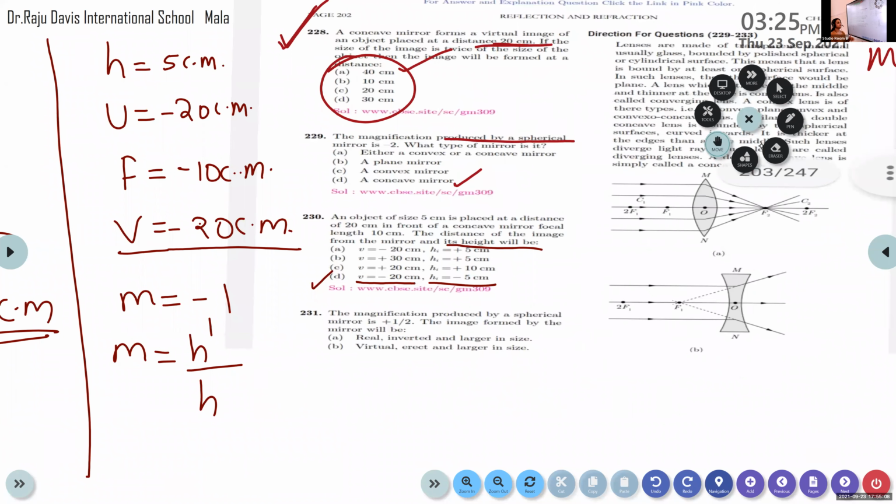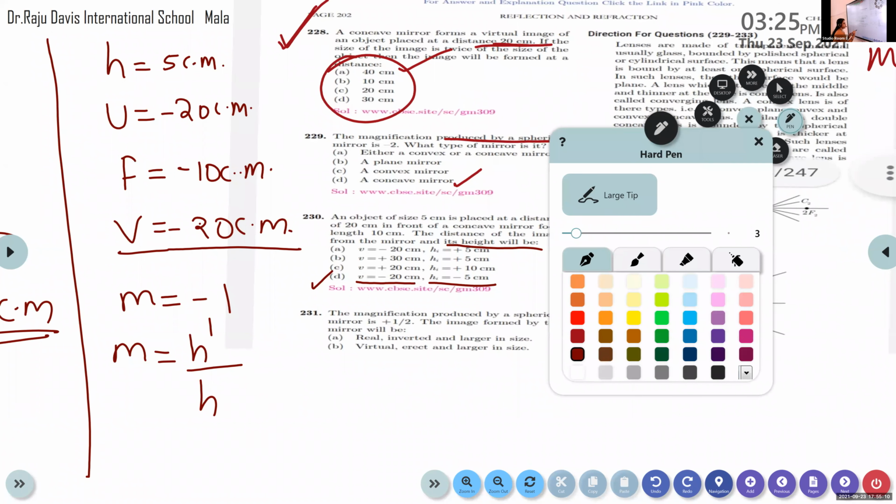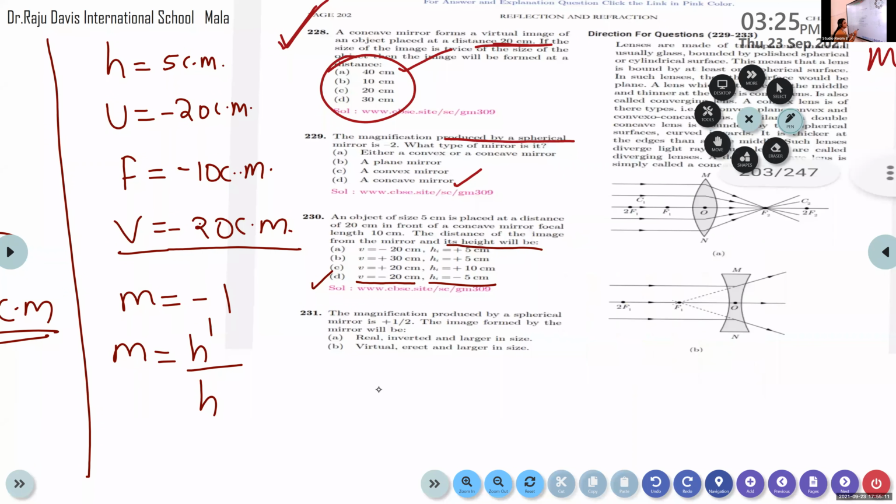The magnification produced by a spherical mirror is M, M is equal to plus half. The image formed by the mirror will be: real, inverted and larger in size; virtual, erect and larger in size; and two more options are there. Anyway, you don't need to care about the options. What will be the nature and size of the image produced if the magnification M is equal to plus half? Virtual and erect and smaller in size.